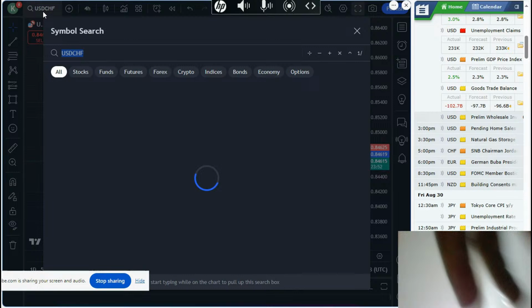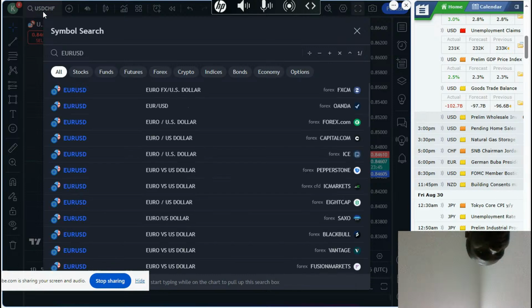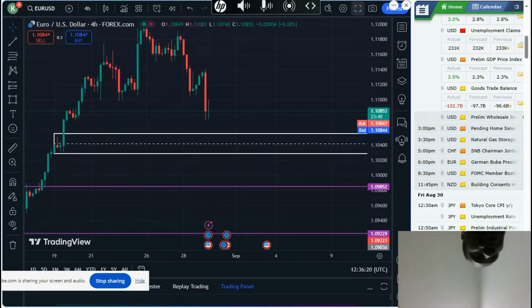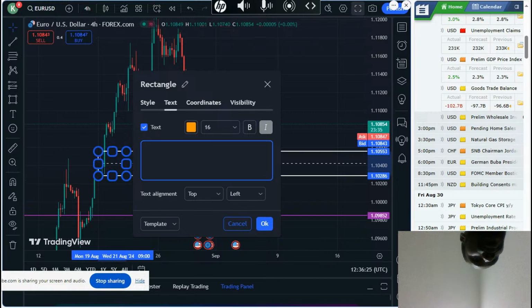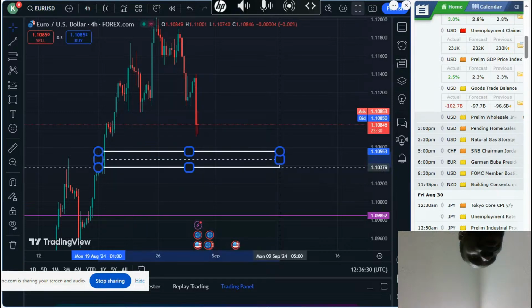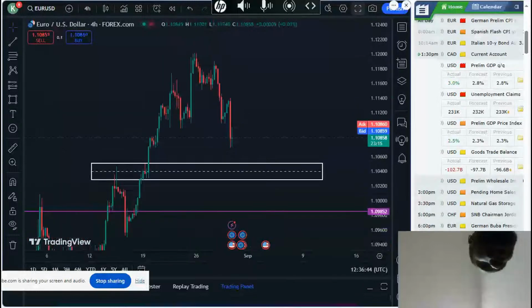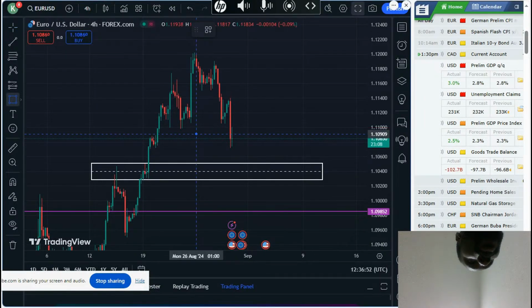Let's look at the Euro USD, because I said I'll be looking at these certain markets. So I'm looking at a support on the Euro USD. Another place I'm looking at to sell this market on the Euro USD on the resistance point is here.